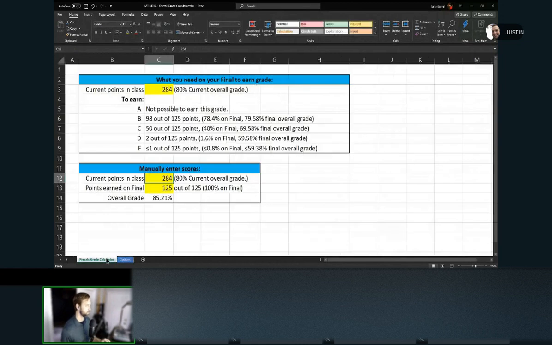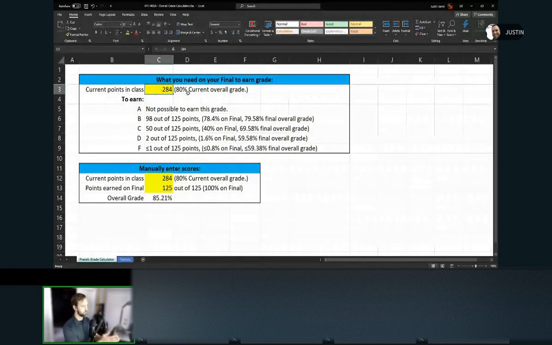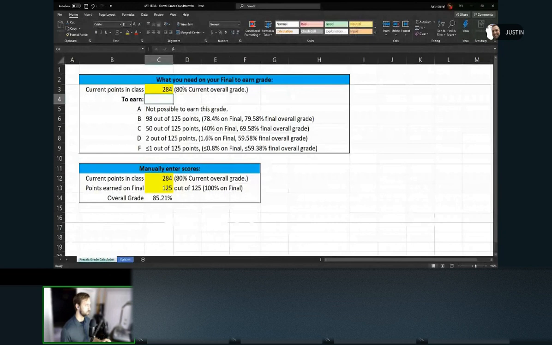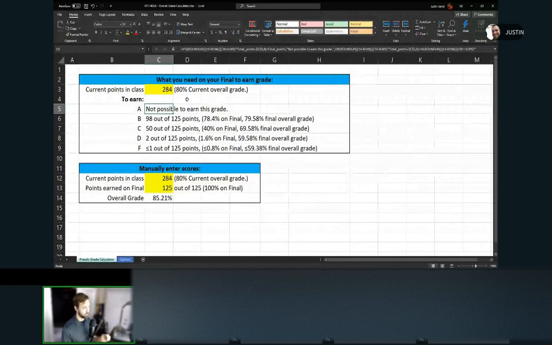And then on this page, you have two options. You can fill in up here what your current points are in the class. So for example, if you have 284 points, you type 284, hit enter, and it shows that your current grade is an 80%. And then, self-explanatory, it tells you what you need to get on the final to earn a specific grade. So if you're somebody with an 80% going to the final, it is not possible to earn an A in this class. Well, that kind of makes sense.